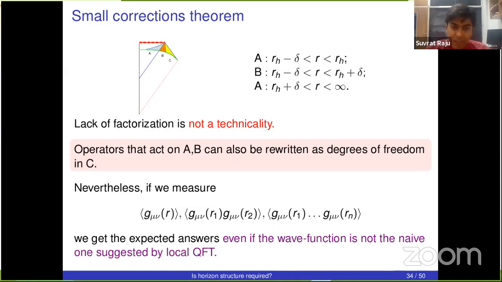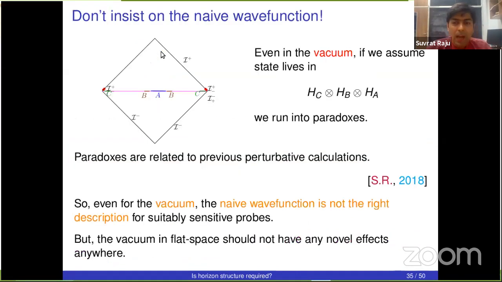Nevertheless, even though this is the case, if we were to measure the metric and low point correlators of the metric, we would get the expected answers, even if the wave function is not the naive wave function suggested by a local quantum field theory. So I agree with Samir's argument that the wave function cannot be this naive picture of having Bell pairs. The true description of the wave function has to be very different. It has to be in terms of degrees of freedom that only live near the boundary. But that doesn't preclude the fact that low energy observations that you make near the horizon are the same as what you would expect. I think it's very important that we shouldn't insist on the naive wave function.